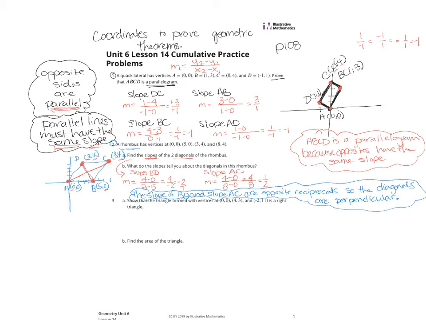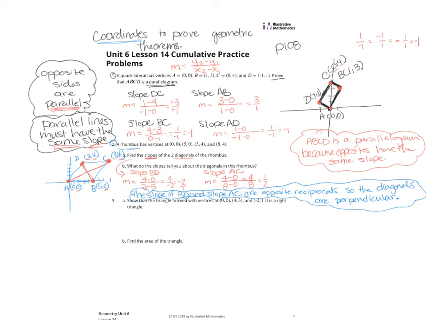The red work is answering A, the slopes, and B, it says, what do the slopes tell you about the diagonals of a rhombus? So again, going back up to the top of my page, I use the coordinates to prove something geometric. I use the coordinates to prove that my diagonals of a rhombus were perpendicular.